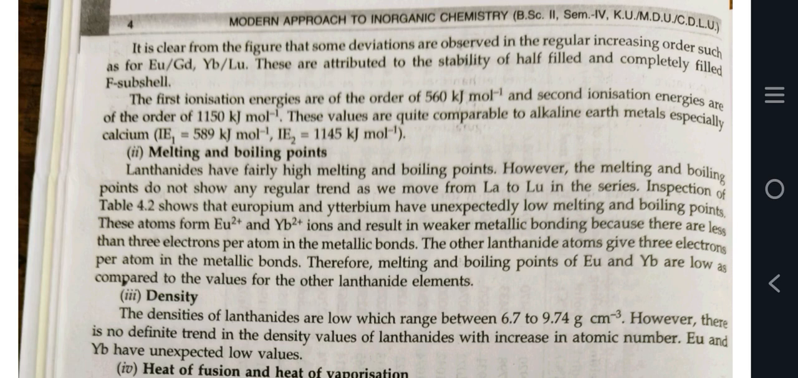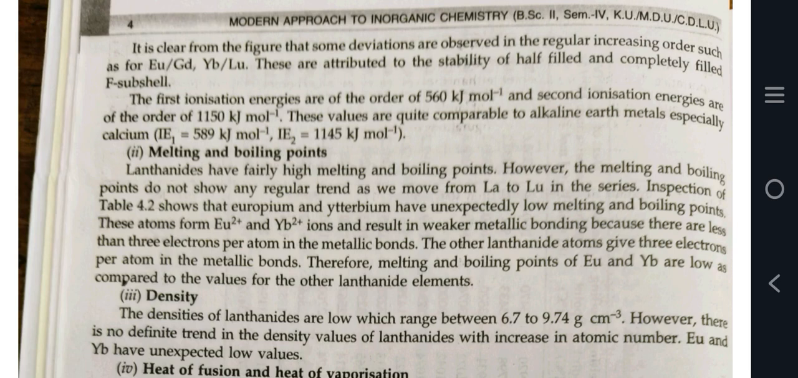These values are quite comparable to alkaline earth metals, especially calcium, whose first ionization energy is 589 kilojoule per mole and second ionization energy is 1145 kilojoule per mole.